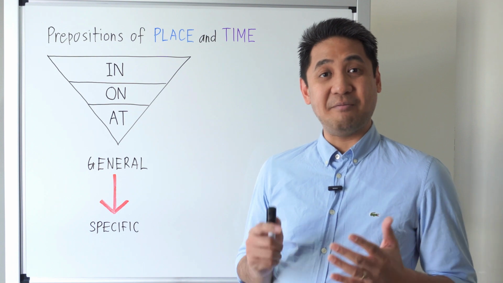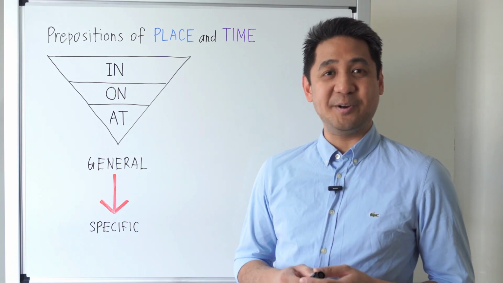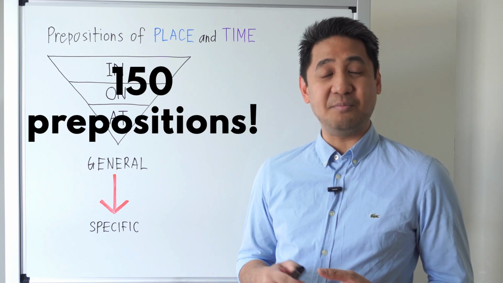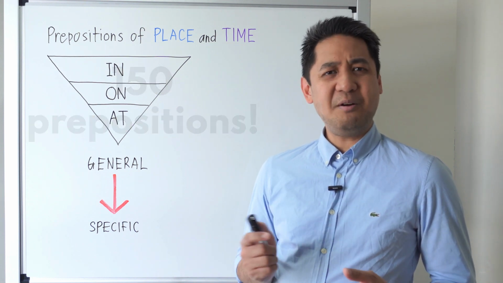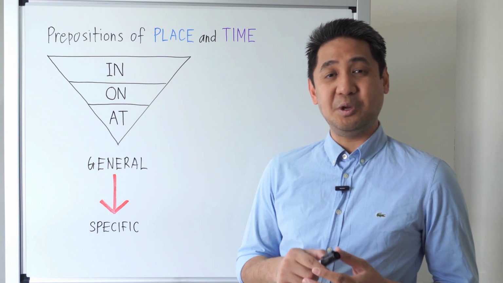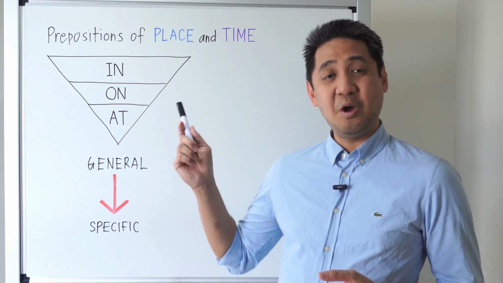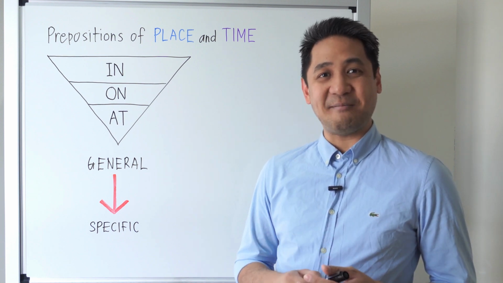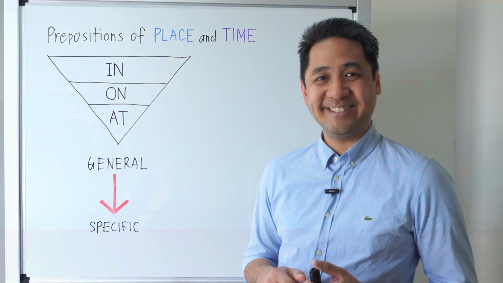Prepositions can be very confusing for a lot of English learners. And it doesn't help that there's over 150 of them to choose from. So how do you know which one to use? In this video lesson, I will show you when to use the prepositions in, on, and at when you're expressing place and time. Let's get started.